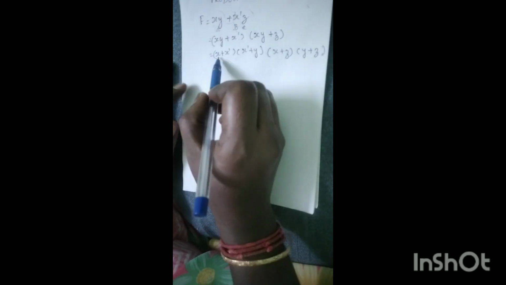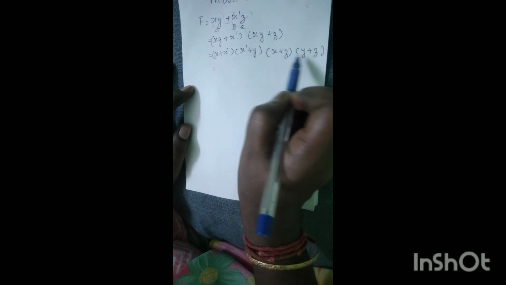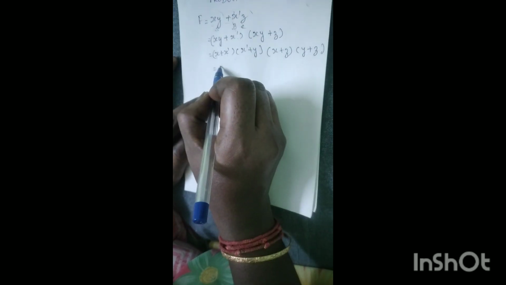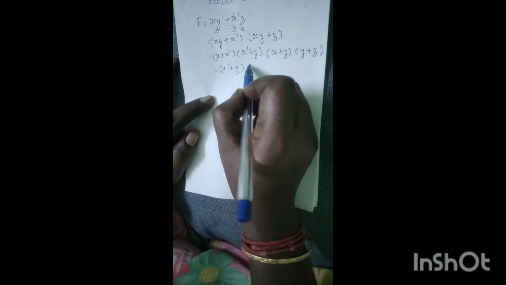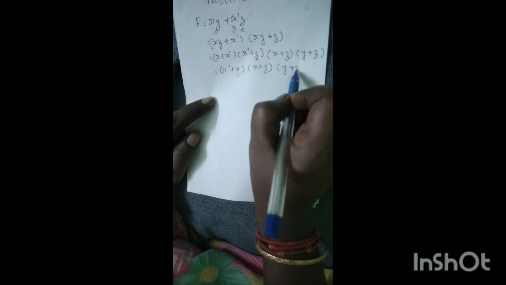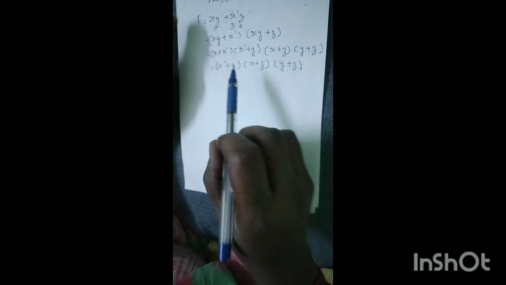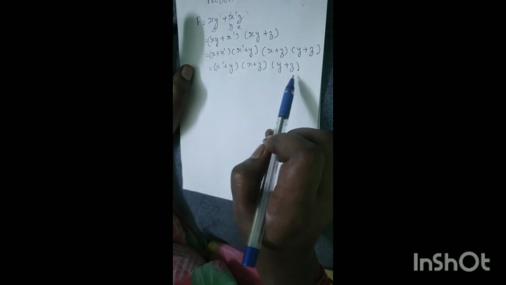Okay, x plus x dash becomes 1. We can write the remaining terms: x dash plus y into x plus z into y plus z. Now, this boolean function becomes the product of OR terms.